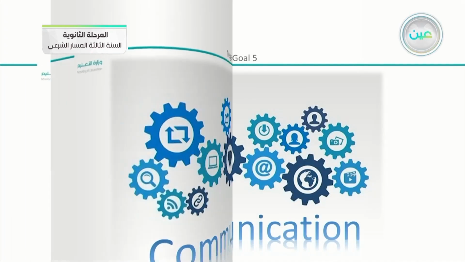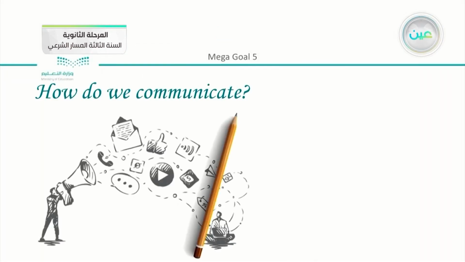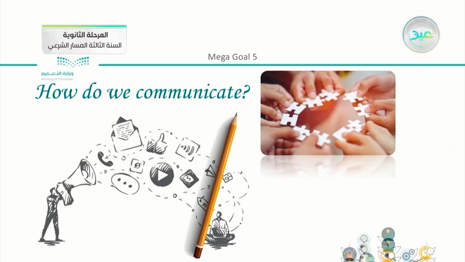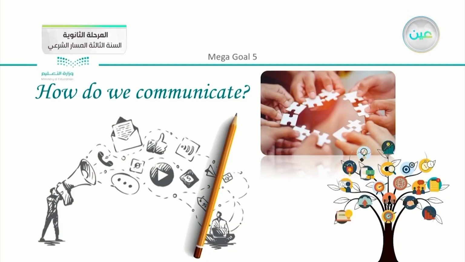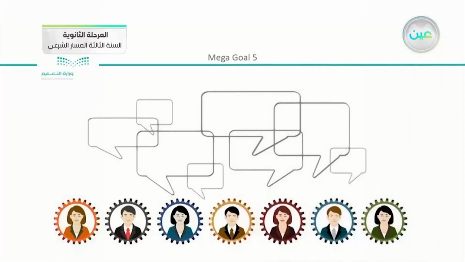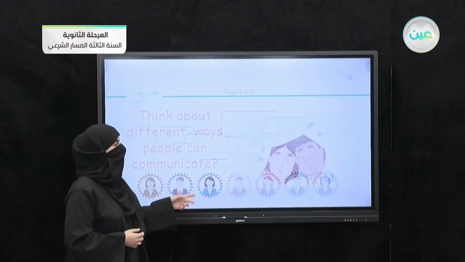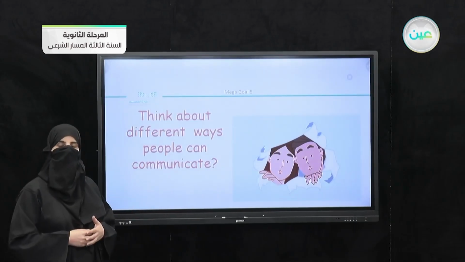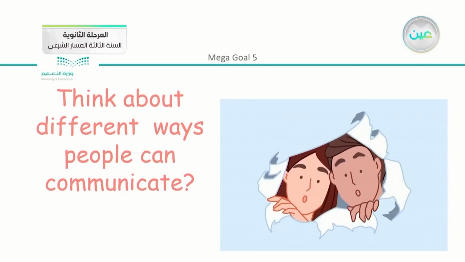So talking about communication here, we have this question. How do we communicate? Have you ever thought clearly about how we communicate between each other? We know that there are ways to communicate with each other. We can understand each other even if we are not talking. So here we are going to focus on the ways that people can communicate with each other without even speaking. Think about different ways people can communicate.